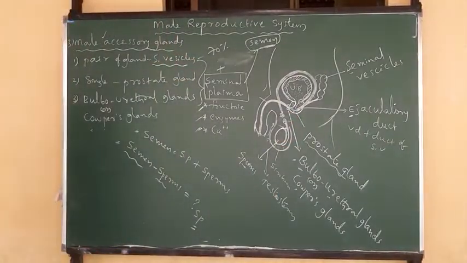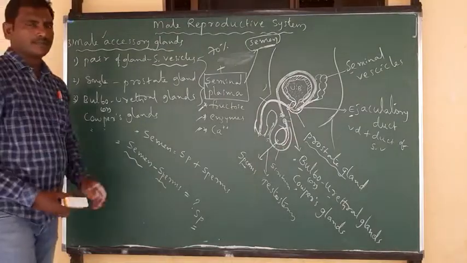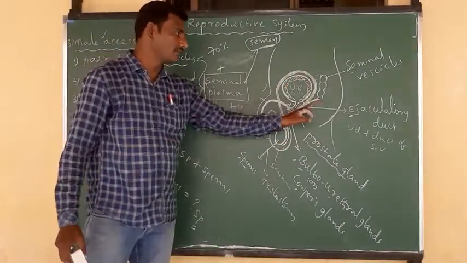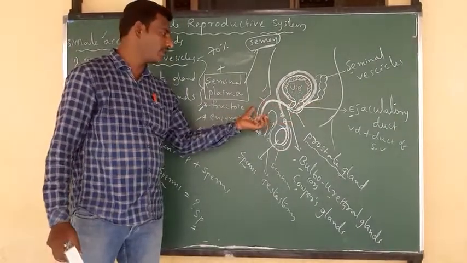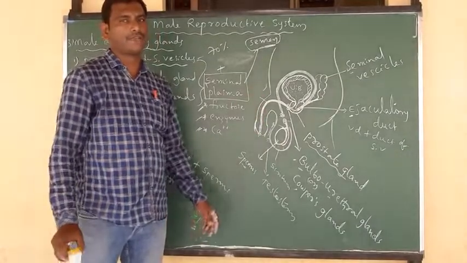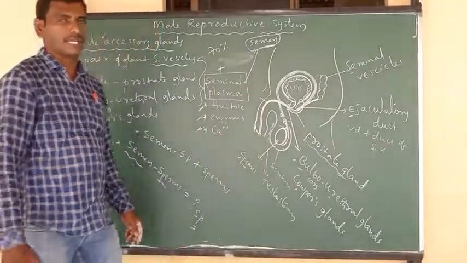Now these are all glands. Clear? So testis is over, male accessory ducts is over, then male accessory glands is over, and the final part is the male external genitalia, that is the penis. About the penis, next class. Thank you.